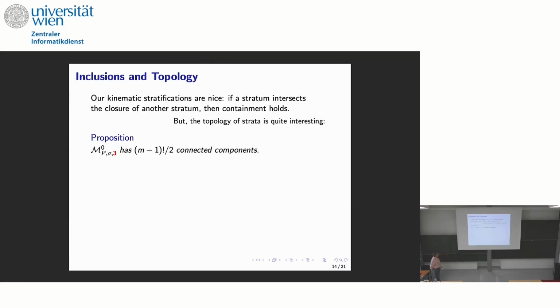Okay, topology. Yeah, so our stratifications are actually nice. So if a stratum intersects a closure of another stratum, then containment holds. So if I have 2 strata, and if one intersects the closure of another, then they're actually contained. However, the individual strata have interesting topology. So M_0, lower P sigma 3, okay? That's rank 3, has (m minus 1) factorial over 2 connected components. So that number is 3 if m is 4.